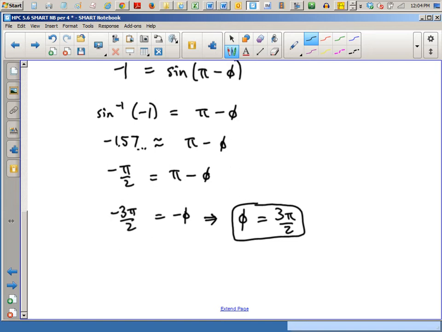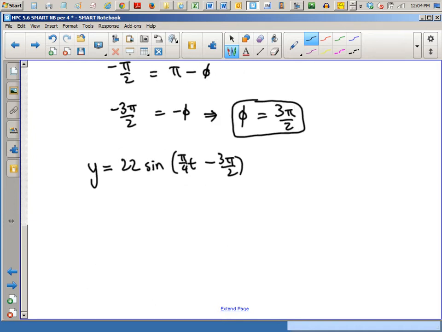Okay, so now we know the full model. It's y equals 22 sine of (pi over 4 t minus 3 pi over 2). And I had asked us to factor out the omega. So it's 22 sine of pi over 4 times (t minus 6). Final answer.